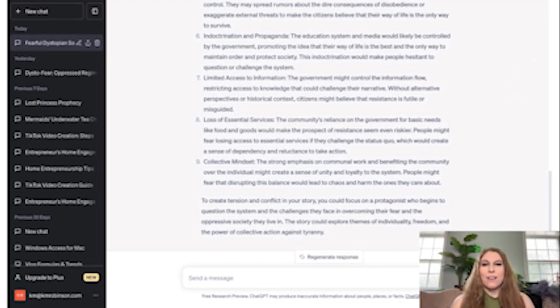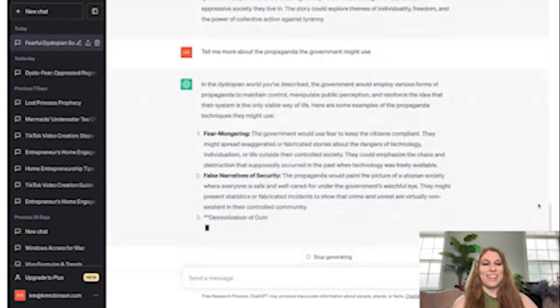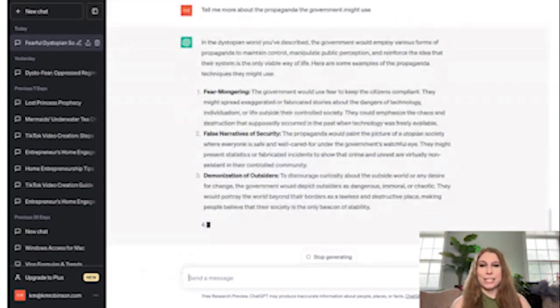So let's say we want to talk a little bit more about the propaganda that the government could potentially control. I'm going to say, tell me more about the propaganda the government might use. And we're just going to see what it says. It's going to take a second. It's going to think this through, and we're going to be able to have a really good conversation about, here we go, some of the things that we could potentially be seeing.